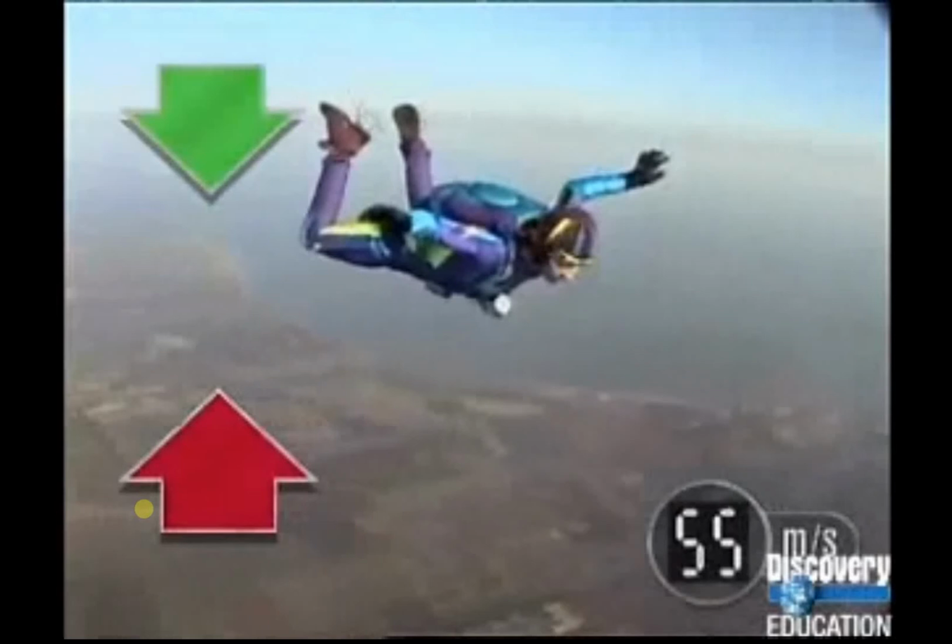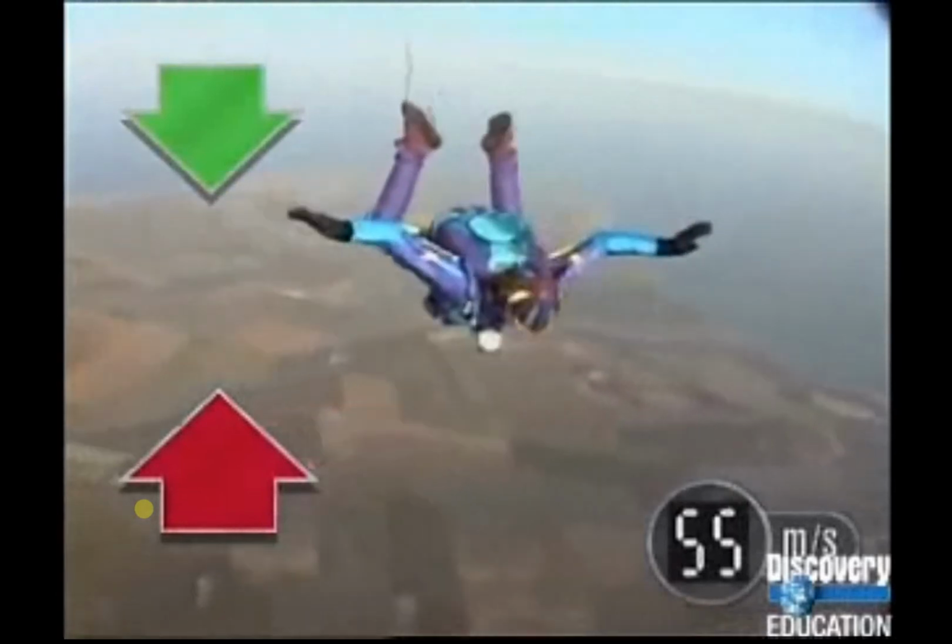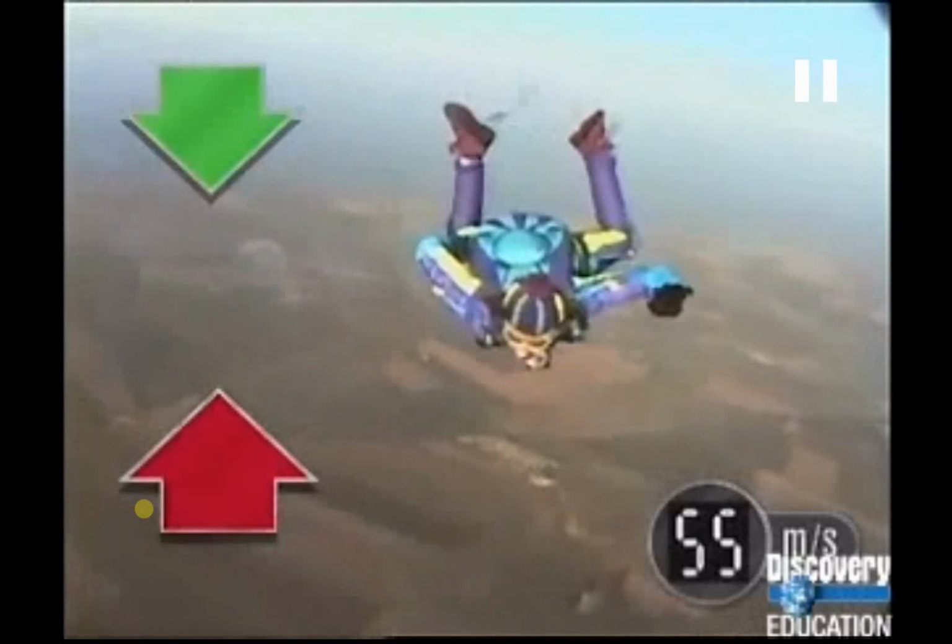She's still doing a steady 55 meters per second, and hitting the ground at this speed isn't a good idea. When she pulls the parachute, which arrow must get bigger? Gravity or air resistance? Why? Because she's going to be slowing. So which means she's accelerating technically in which direction? Which means there's got to be a bigger arrow in which direction? Starting to see Newton's laws tell you an awful lot about what's going on.